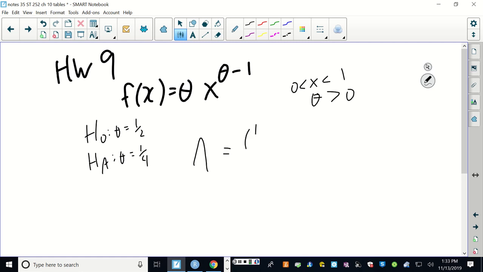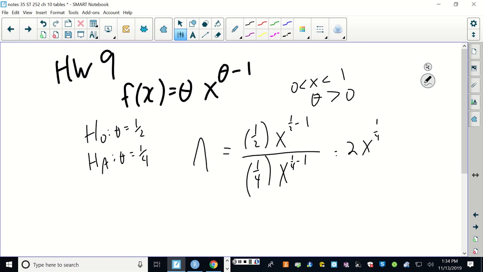So if you have 1/2 in the first one, there's an x to the 1/2 minus 1, and then x to the 1/4 minus 1 in the other. So you get 2x to the 1/4, which has to be less than some number c. And so we're going to go through the business of looking at the power, or the type 1 error, to try to figure out what c should be.